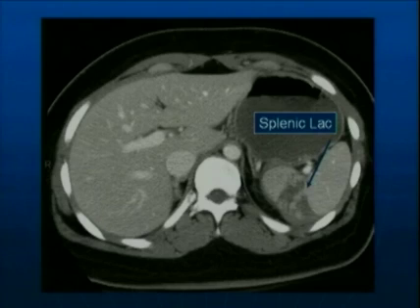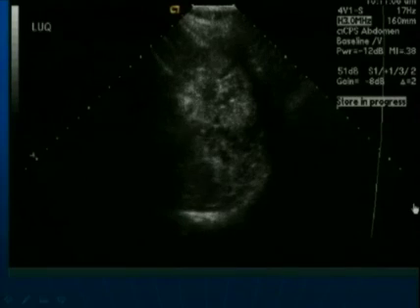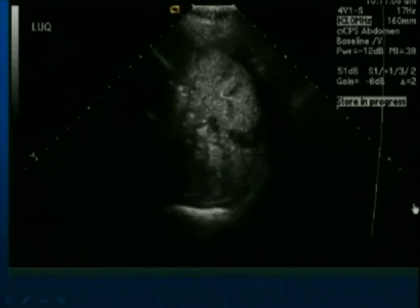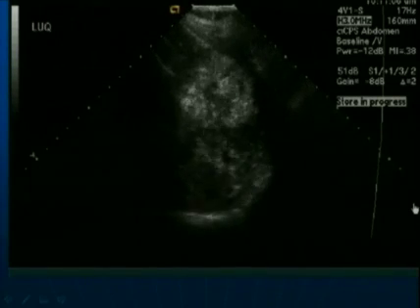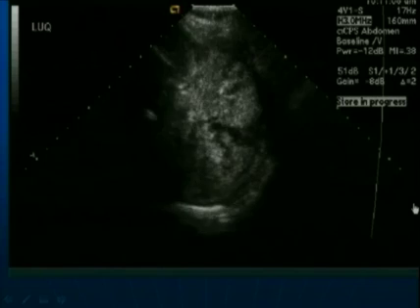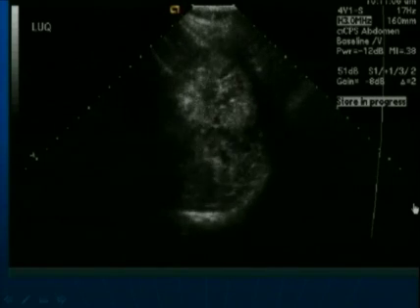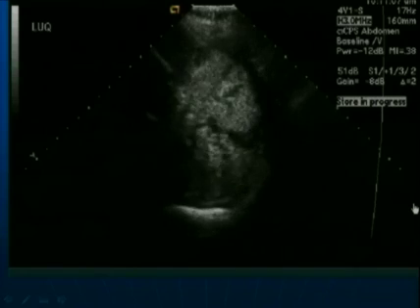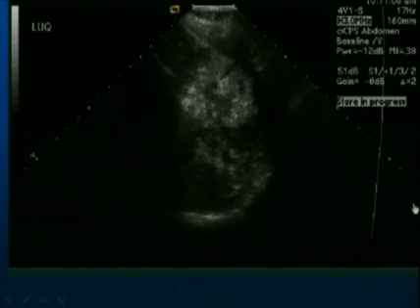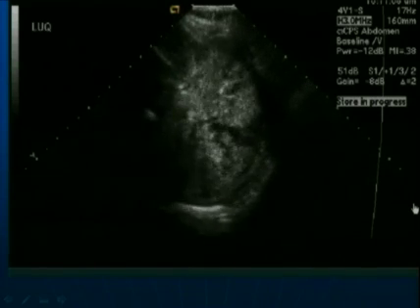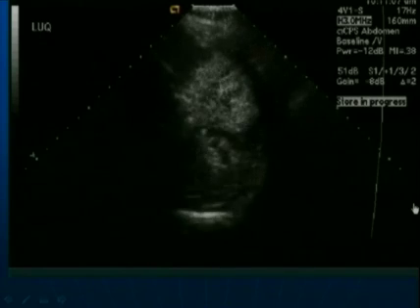Here's another case in which you see a very complex splenic laceration, and here is the ultrasound image with contrast. Again, you can see this is a very complex injury with multiple hypoechoic areas corresponding to multiple small splenic lacerations. In fact, I actually think ultrasound better depicts the injury than CT does in this case.